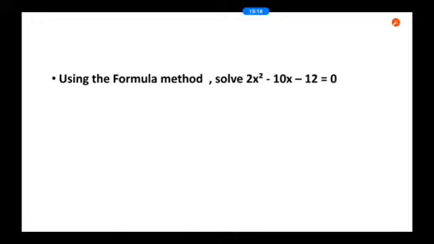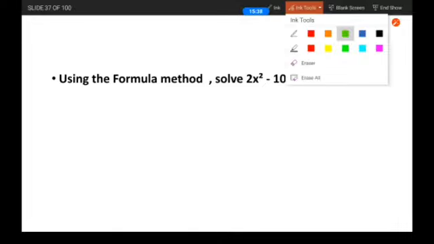Now, the question is specific about what we use. We can use the factorization method, the formula method, the graphical method, or the completing the square method. But it says use the formula method. And before you can use the formula method, you have to write the formula out.